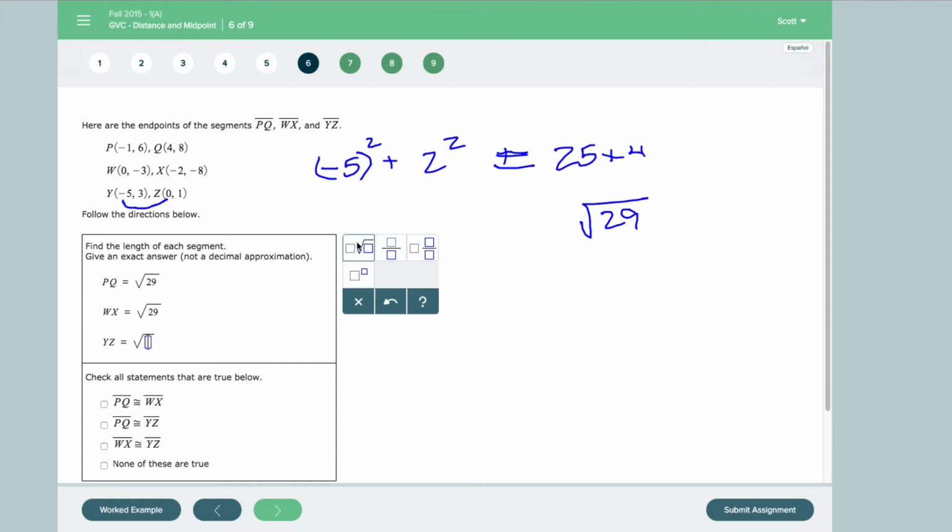Square root of 29. So this next section down here says which ones are true. This little symbol here means they're congruent, or the same length as each other. They're equal. So in our case, they're all equal to each other, so I'm going to check all of those. Some of them you're going to have different numbers each time. If that's true, then none of them are true. Or you might have 2 that are the same and choose the 2 that are the same. So that's how you do number 6.